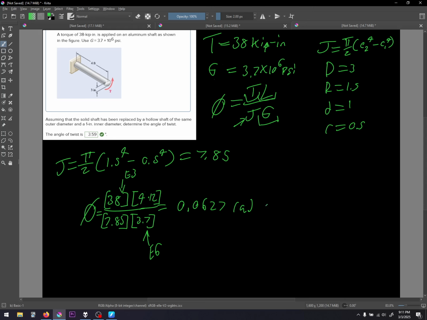And to convert that, we're going to multiply that by 180 over pi. So multiply 180 and then pi, and I'm getting an angle of 3.596, or just 3.59. But yes, here it is in degrees.